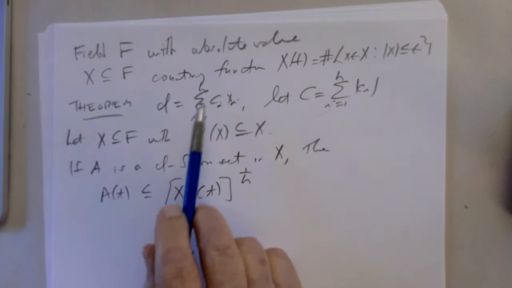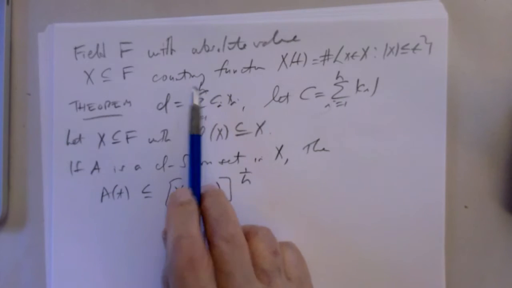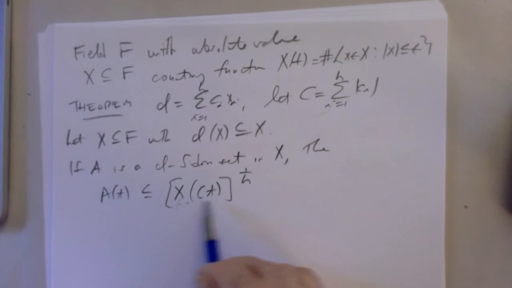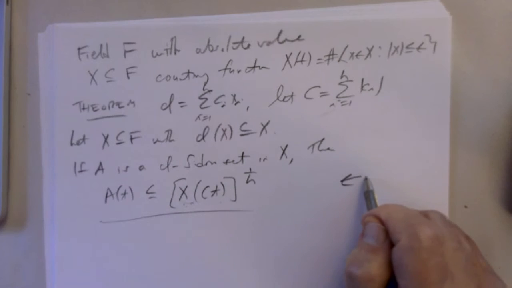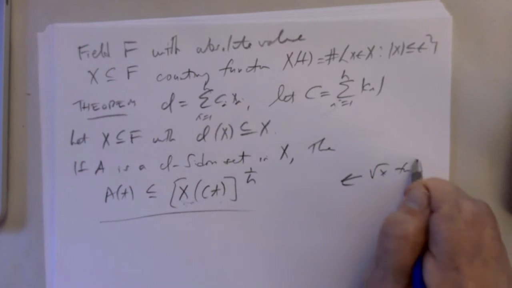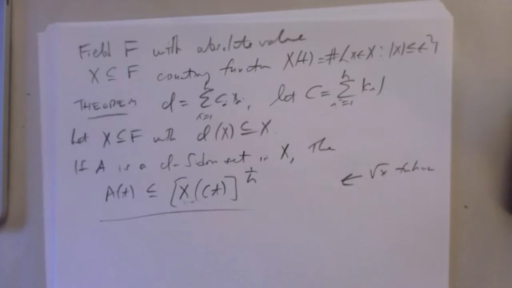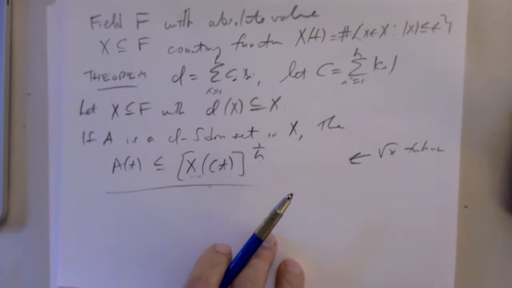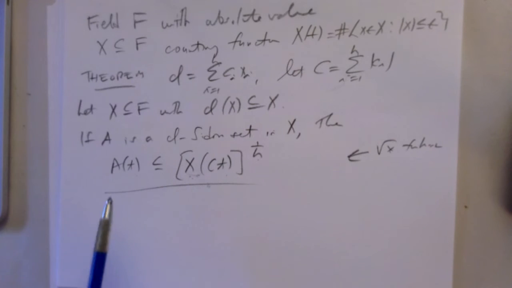So I should just say, if this were a binary form with H equal to 2, this would be the square root of X of C of T. So this would be basically the square root for H equal 2. And there's an analogous upper bound for the size of a B_H set or an H-fold Sidon set, which is the 1 over H power, more or less. And it's exactly the same argument which gives us the 1 over H power here. So this is like the simplest upper bound for this function A of T.